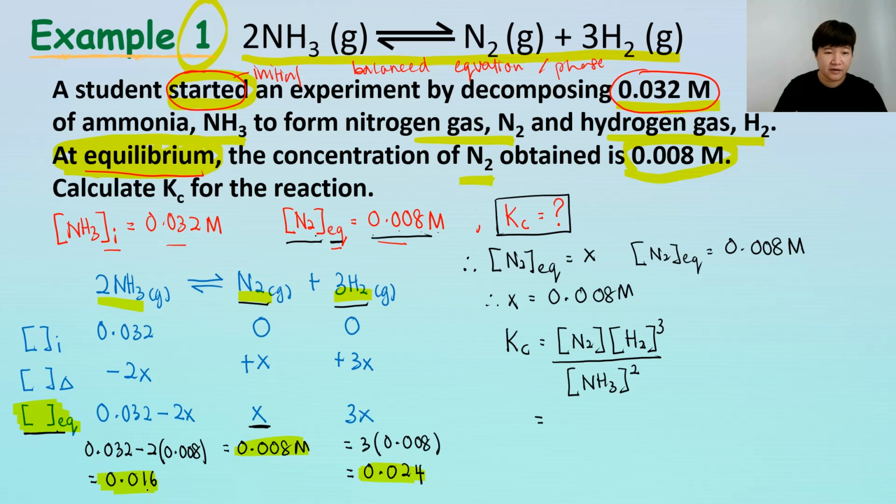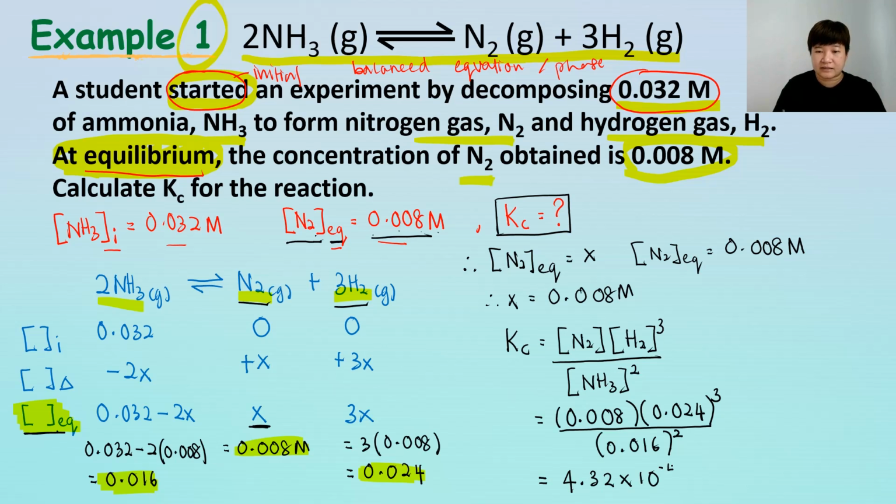Substitute in the values that you have calculated just now at equilibrium. So at equilibrium for nitrogen gas, 0.008. For hydrogen gas, 0.024 to the power of 3. Don't forget the power. Over 0.016 to the power of 2. Again, don't forget the power. Last but not least, pick up your calculator right now and press it. Solve the mathematics. Be very careful with the power 3 and the power 2. Make sure you use your brackets in your calculation. And the answer will be 4.32 times 10 to the power of negative 4. That is the Kc calculated for this question.